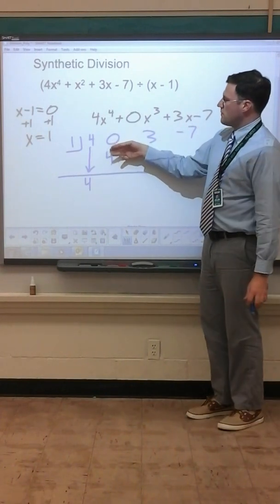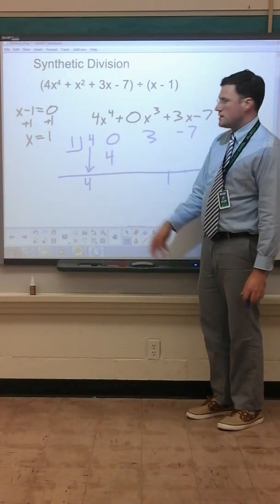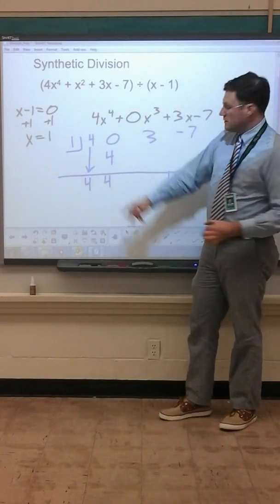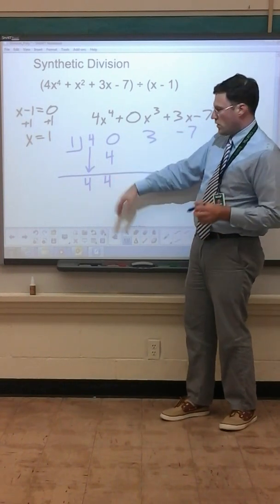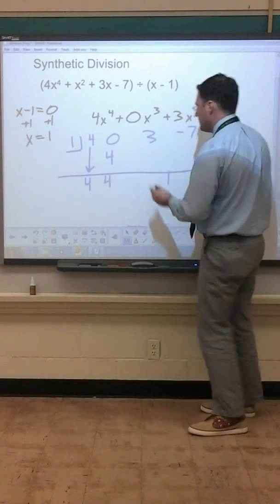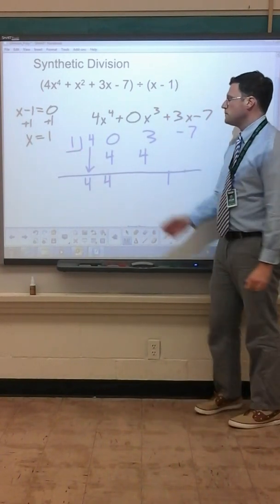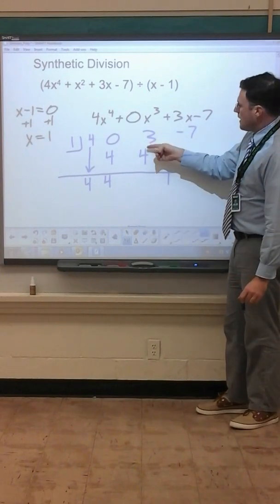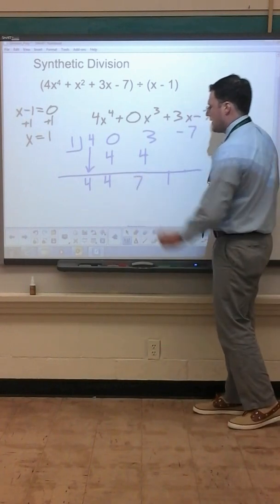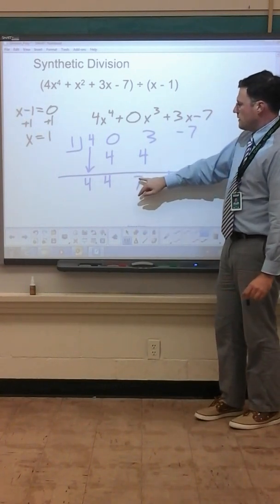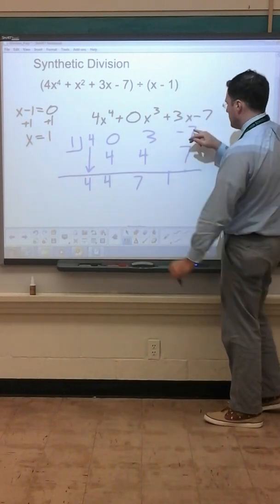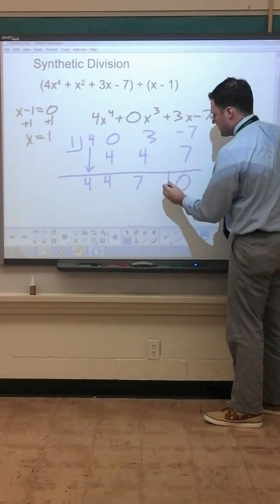Now, if there's a number right here, you're going to add these two numbers together. So you do 0 plus 4. Well, yet again, I have a number underneath the line of 4. So I'm going to take this number and multiply it by the number in the box, 1. So 4 times 1 is again 4. So yet again, 3 plus 4 is 7. And then again, I go 7 times 1 is 7. Negative 7 plus 7 is 0.